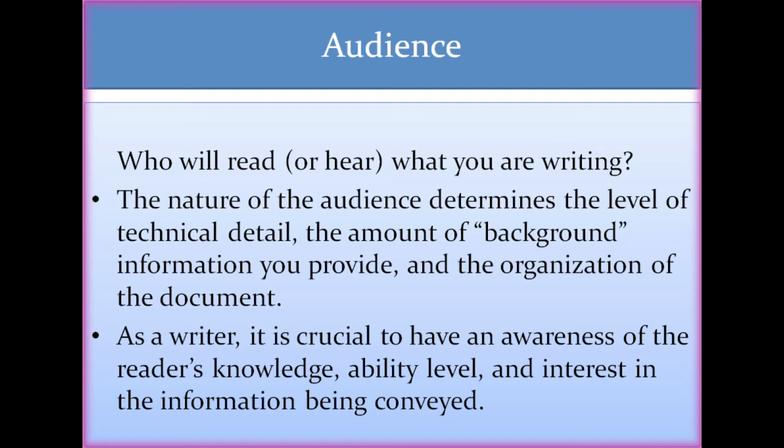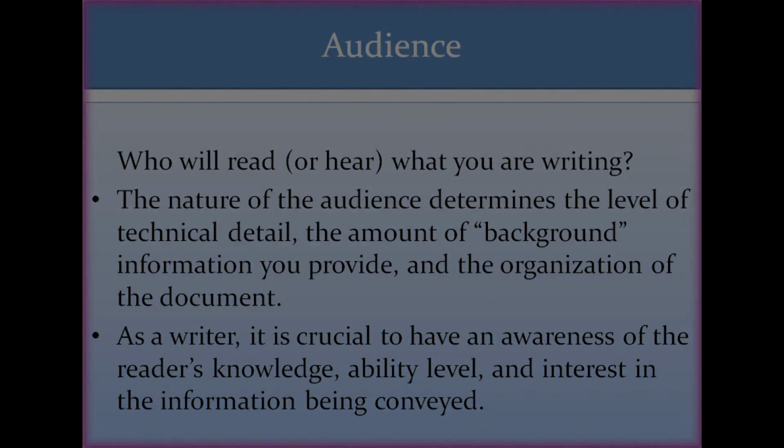So the next point is, as a writer, it is crucial to have an awareness of the reader's knowledge, ability level, and interest in the information being conveyed. These three things also should be kept in mind. First thing is reader's knowledge, how much knowledge a reader has, what you are going to share with him, or what sort of ability level he has, and how much interest he has in your information. So if you keep your audience in your mind, it will be easy to write something.